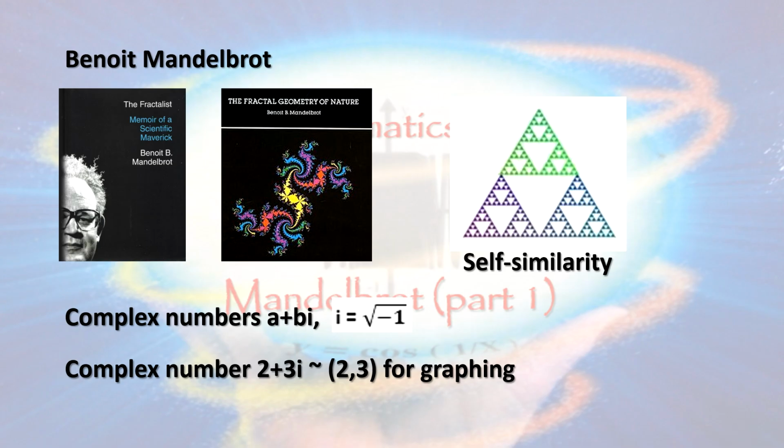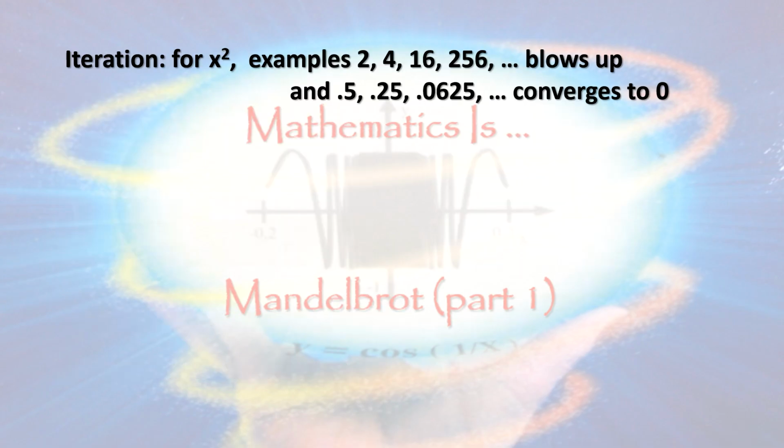We also need the concept of iteration seen in other episodes. To iterate x squared, for example, start with some number x, square it, take that value and square it, take that value and square it, and keep squaring the answers. Two examples would be 2, 4, 16, 256, and so on, where the iterates blow up to infinity, and 0.5, 0.25, 0.0625, and so on, where the iterates converge to 0.